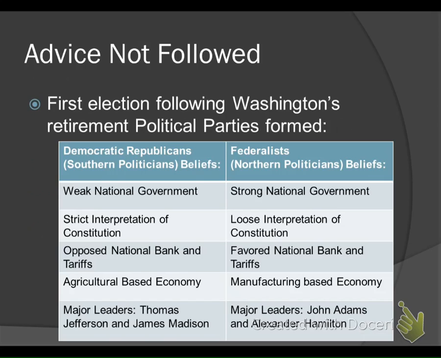They also favored tariffs because it made foreign products more expensive and made people want to buy products from the northern factories. The Federalists or Northerners believed in a manufacturing-based economy, meaning an economy that produces things in factories. Their major leaders were John Adams, our second president, and Alexander Hamilton, the man who made the national bank.